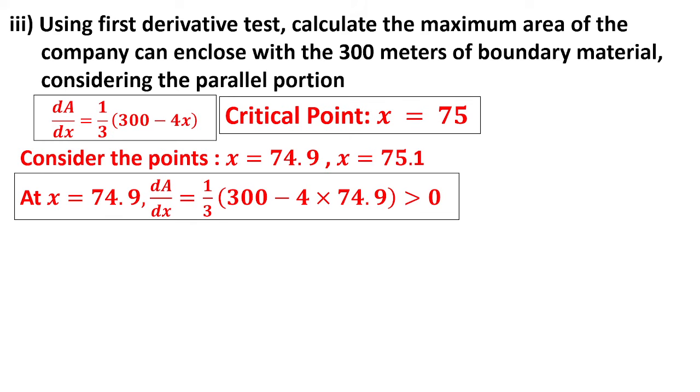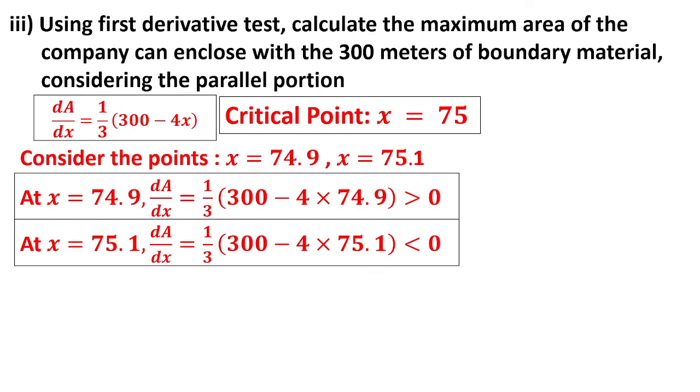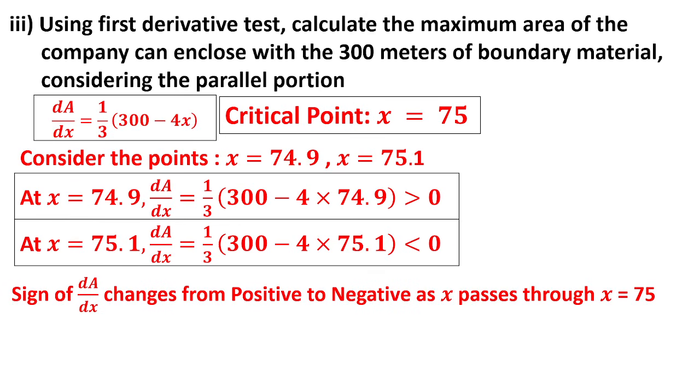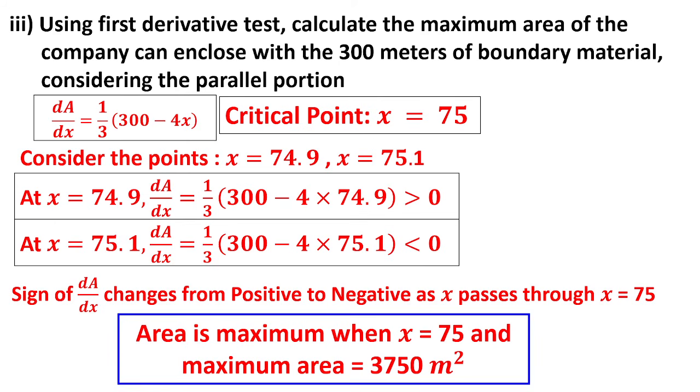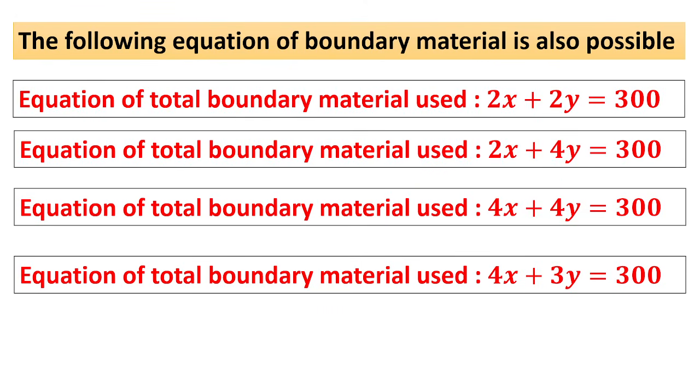That is a rule. At 74.9, it is greater than 0. At 75.1, it is less than 0. And it changes from positive to negative. Therefore, it is maxima. And all of you know how to get the maximum area. Already we have discussed it in the previous slide. Now, this question came in CBSE last year. In the marking scheme, they gave that the equation may be like this also. But anyway, I think the equation which we got was the easiest one. So you can take it.